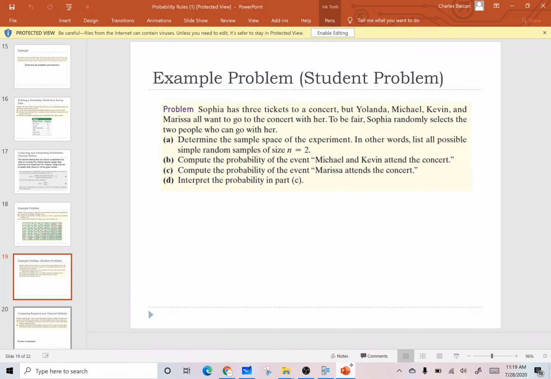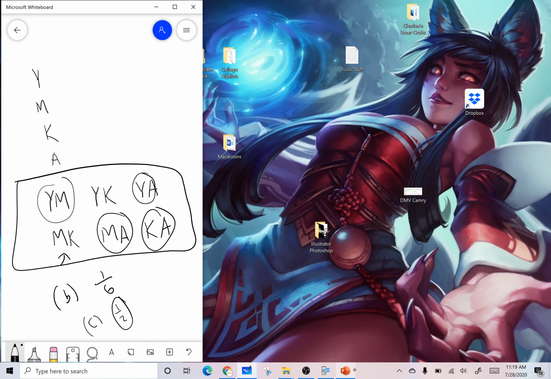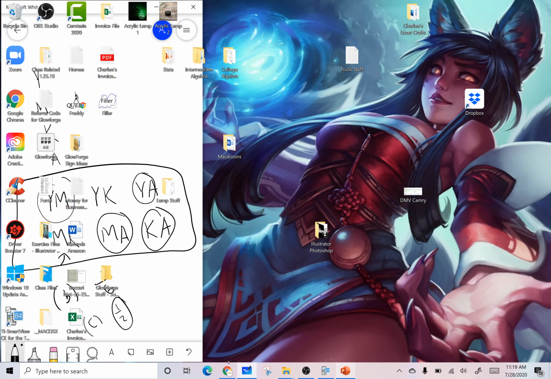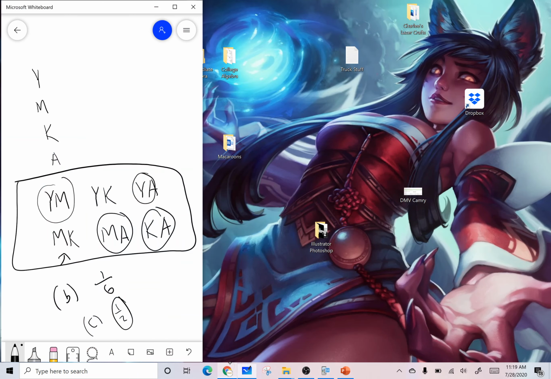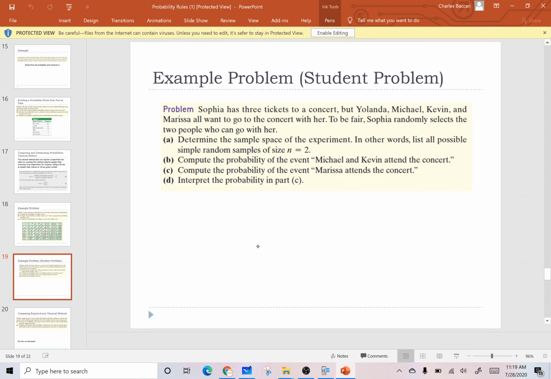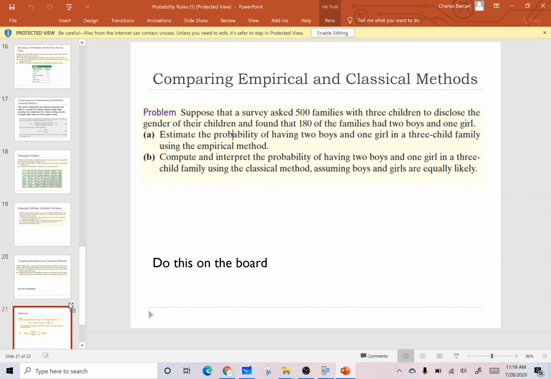And finally, interpret the results of part C. So Marissa will attend the concert with a 3 out of 6 chance, so there's about a 50-50 chance she's going to show up to this thing because she's going to get picked. What kind of a friend buys 2 tickets when they have 4 friends that want to go?